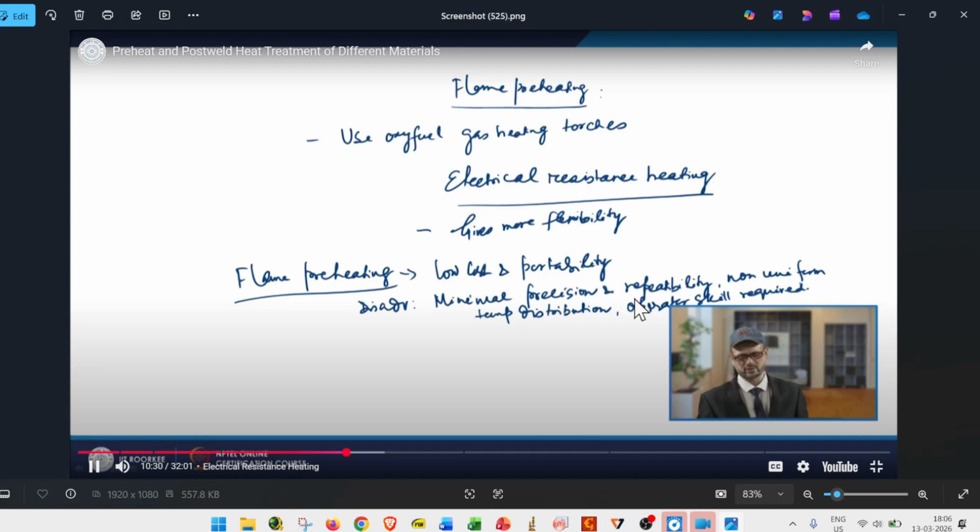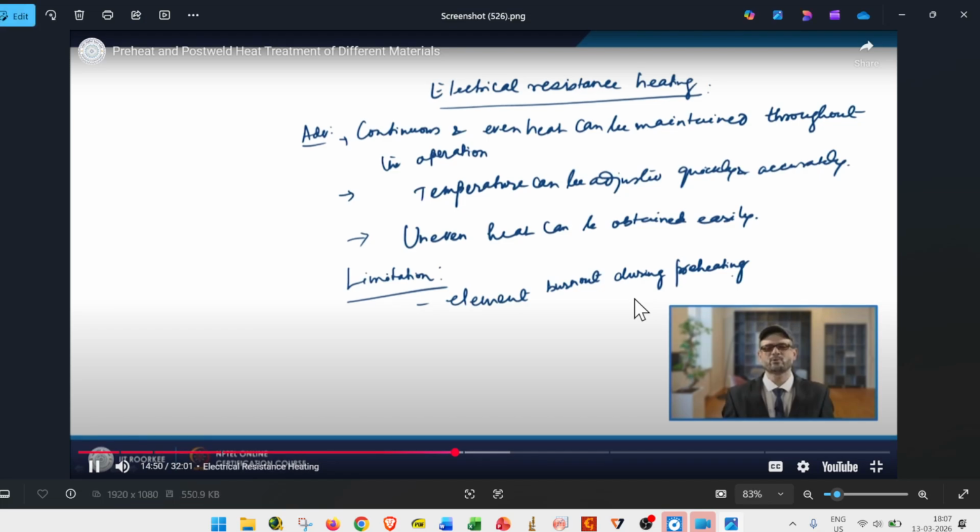There are three different kinds of flames based on the oxygen to fuel ratio: carburizing flame, neutral flame, and oxidizing flame. Depending on the metal, we can decide which one to use. This process is much more cost effective. But the limitation is that we cannot achieve uniform and controlled heating, like at a certain region we want more heating and at a certain region less. That we cannot achieve.